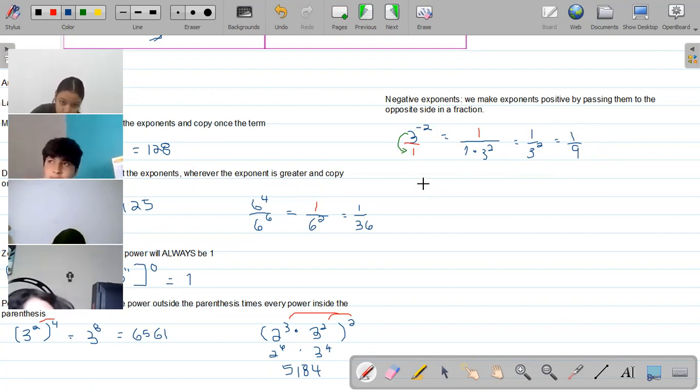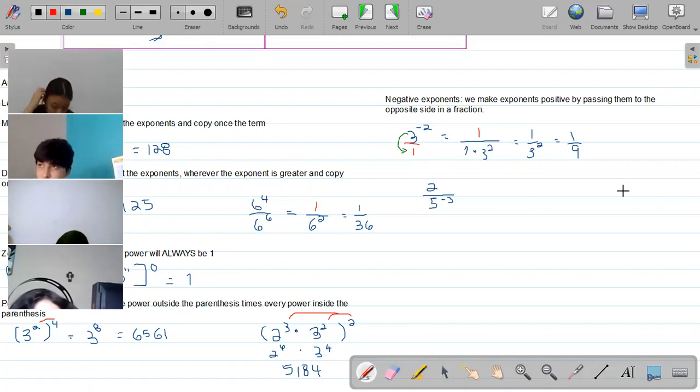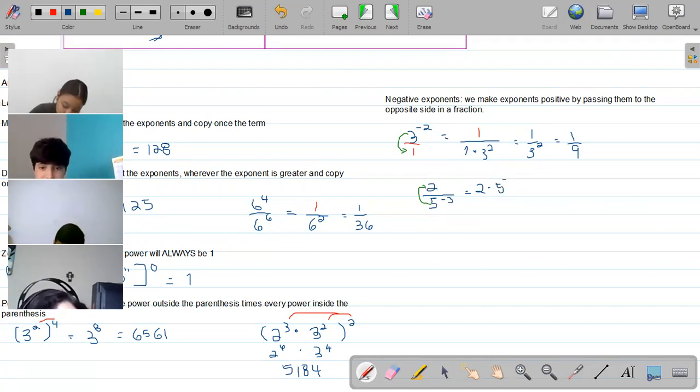Now, second example. I have, for example, 2 over 5 to the negative 3rd power. Okay, so this is already a fraction. So I don't need to do the step that I did over here of adding an invisible 1. I just go ahead and move this 5 to the numerator. Okay, so I'm going to have 2 times 5, and this exponent that was negative now becomes positive. And this is the exponential form.